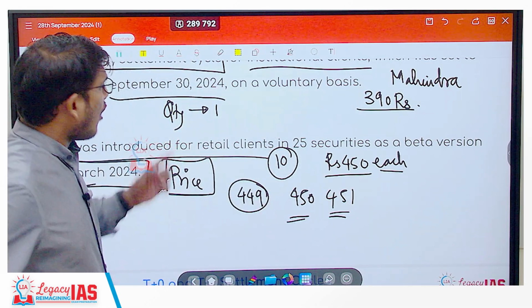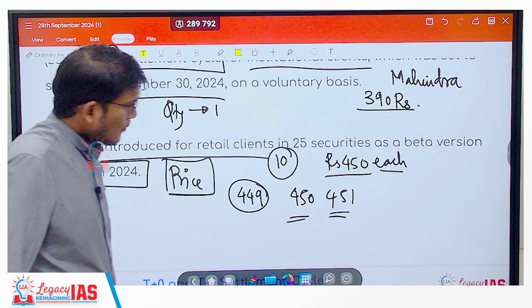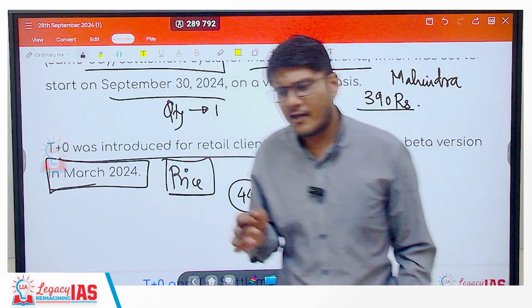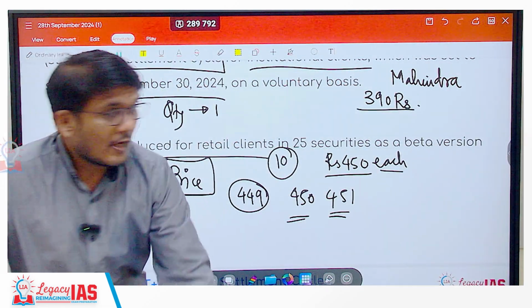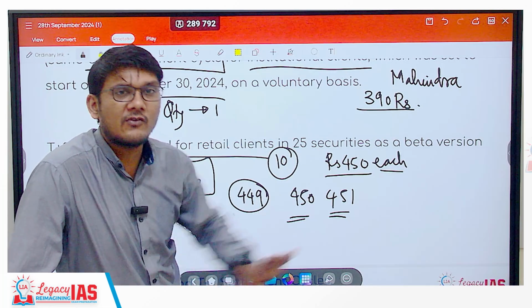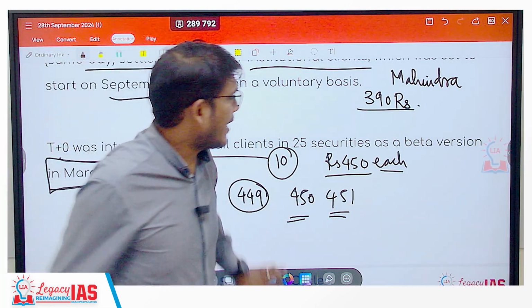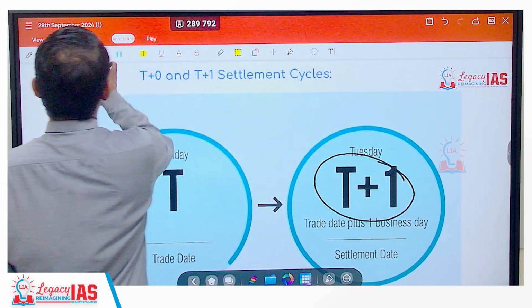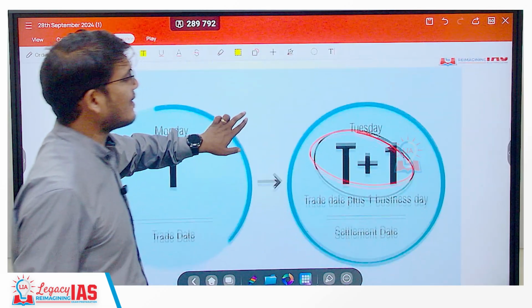Now we'll come to T+0 and T+1. So what happens when your stock gets sold? Have you seen your stock getting sold on the same day and you're getting the money on the same day? Now that may happen, but what happens? It takes time for you to get the money back. It takes T+1 day for you to get the money back. So that is T+1 trading.